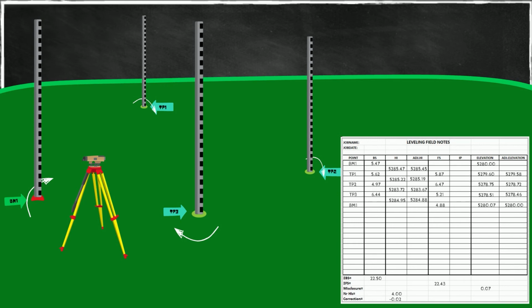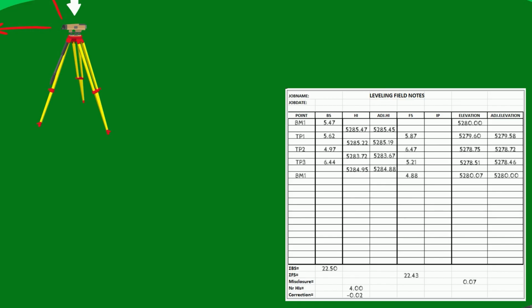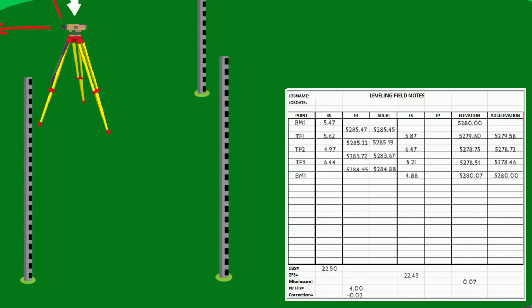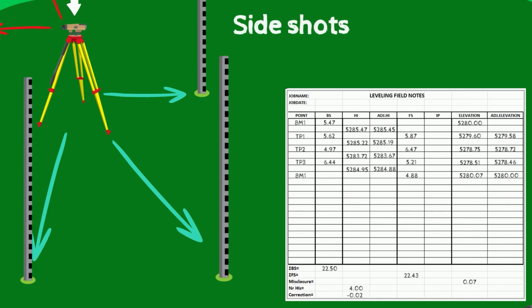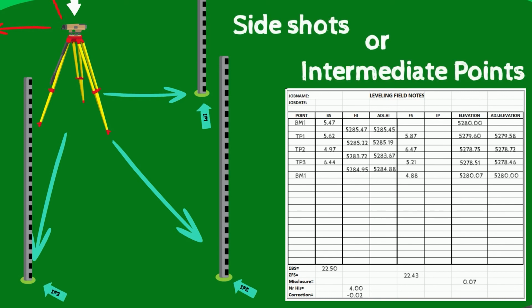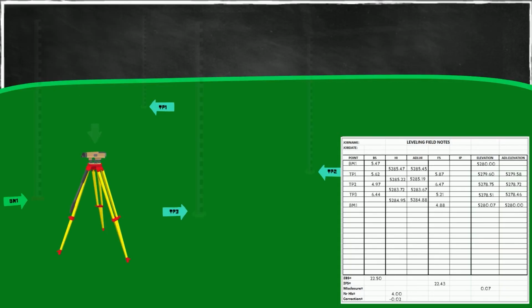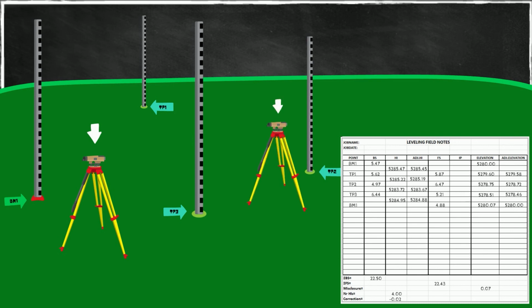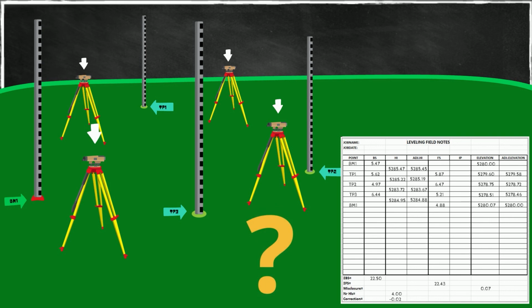Let's say we go around the loop and from this instrument setup point, which doesn't have a name other than a height of instrument, we pick up 3 more points on the side. These are called side shots or intermediate points. You can of course have more side shots from here and from here. How are they treated in that table?